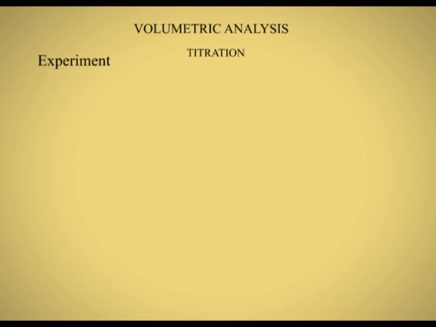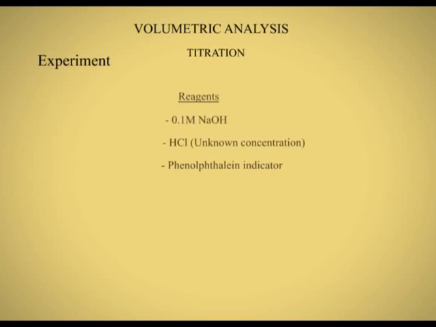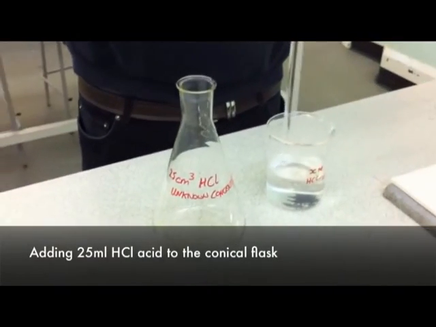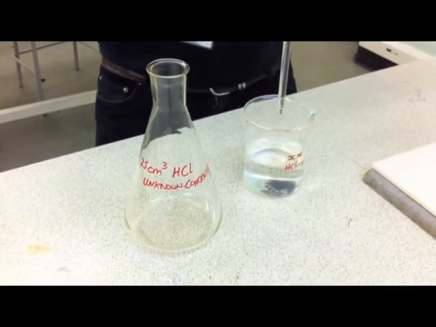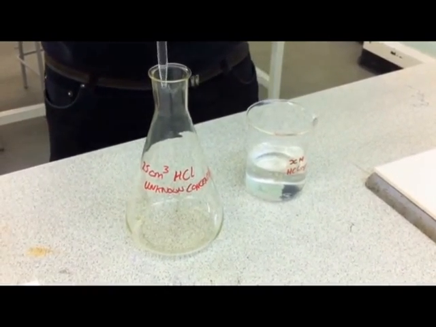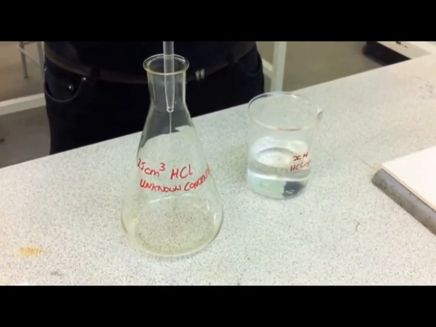In this titration experiment, we will require the following: 0.1 molar sodium hydroxide, an unknown concentration of hydrochloric acid, and a phenolphthalein indicator. We will perform a titration experiment to find the concentration of the acid. So using a pipette, we measure 25 cubic centimeters or 25 ml of HCl and transfer that into a conical flask. Notice that the HCl is of unknown concentration.